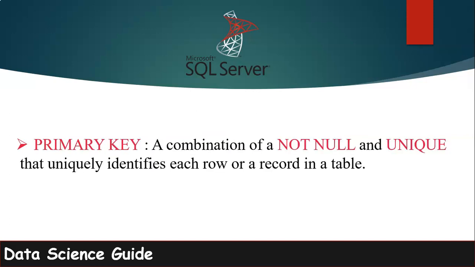The third constraint here is primary key. Primary key is a combination of not null and unique that uniquely identifies each row or record in a table. So as you see here, when we create a primary key in a column, that means we are enforcing two conditions, a combination of not null and unique. And as you learned, a primary key is used to identify each row in a table uniquely. So a primary key is a unique value that cannot be null or repeated in a certain column.